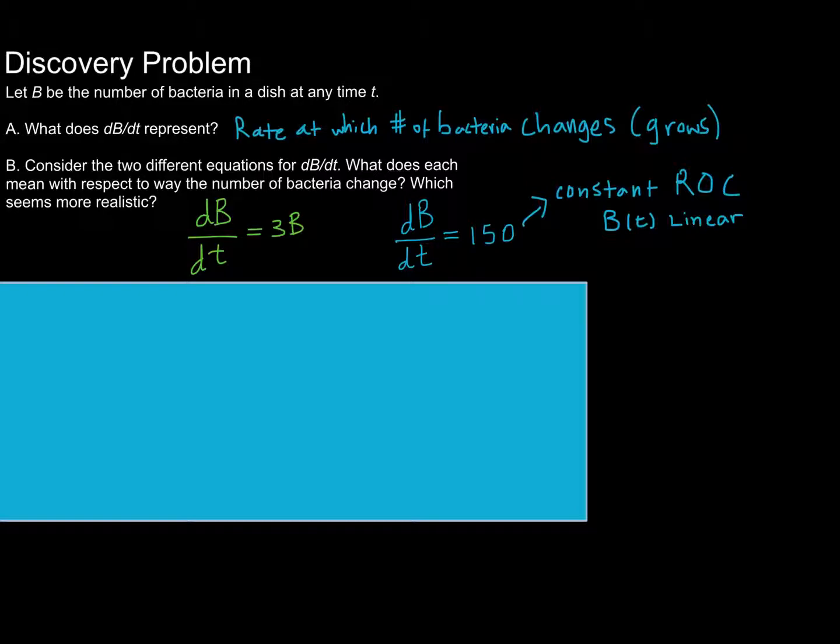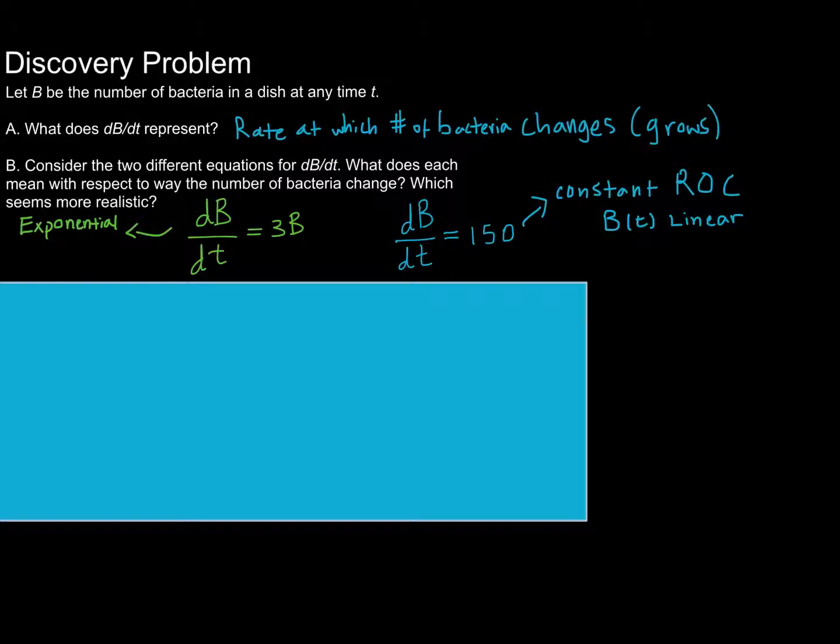The more interesting differential equation is this green one here. Take a second and think about what this is telling you about the way that the number of bacteria changes. You may recognize this as exponential growth, and if not, that's okay. What you want to understand is what this means. This is saying that dB/dt, the rate at which the number of bacteria changes, is exactly equal to 3 times B. And B is the number of bacteria in the dish at any time, which means something pretty incredible: the rate at which the bacteria change is directly dependent on how many bacteria are in there at that moment.